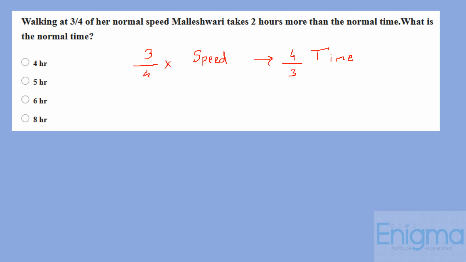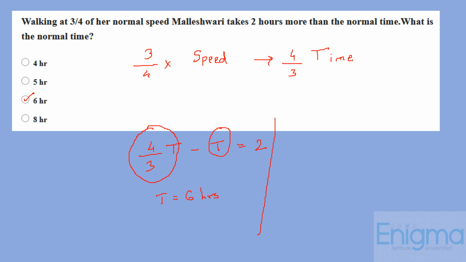Okay. So now we can get a very simple equation from this. 4/3 t minus t is equal to 2 hours. What we have done is, this is today's time minus normal time, we get 2 hours. So solving this, we get the answer as t is equal to 6 hours. Very simple.